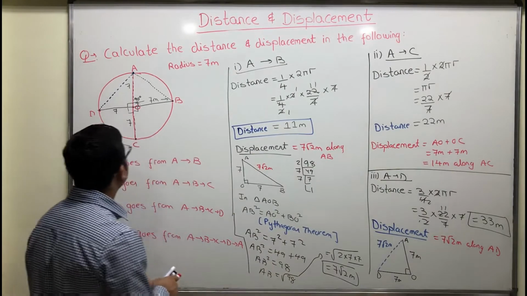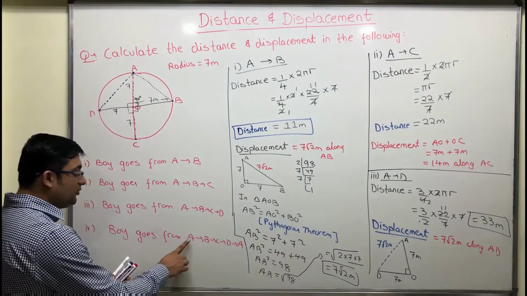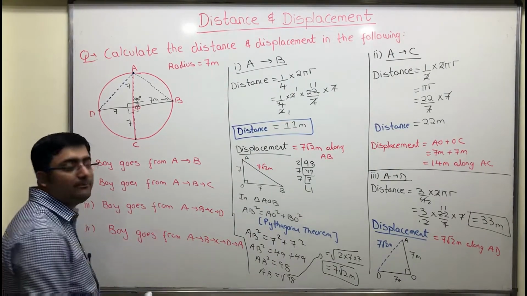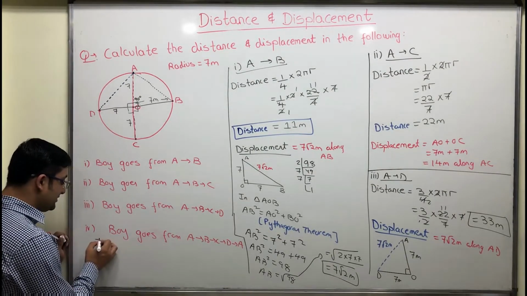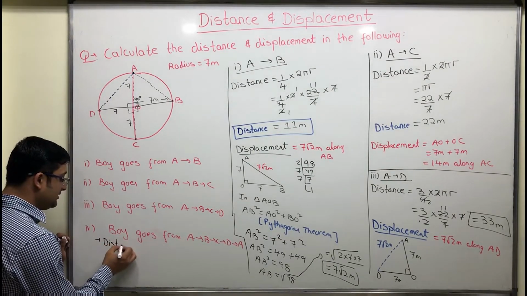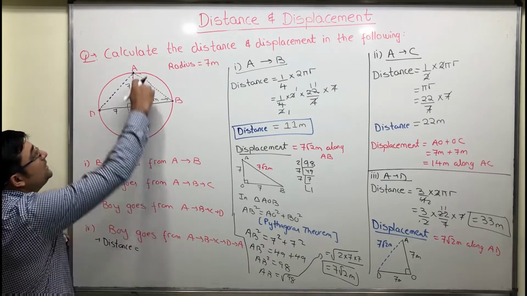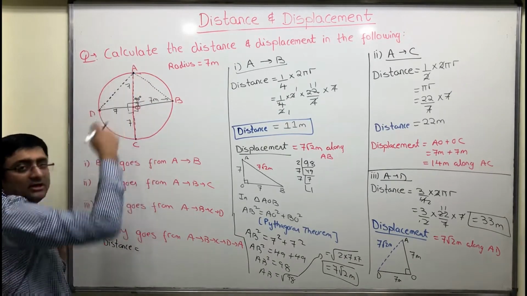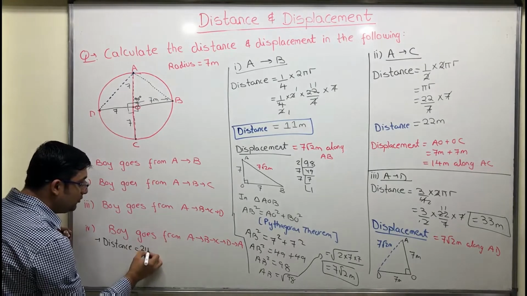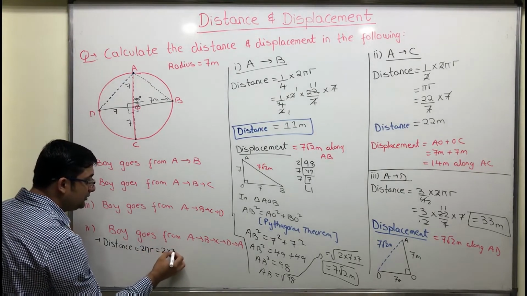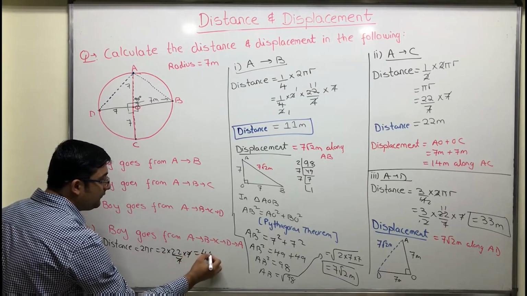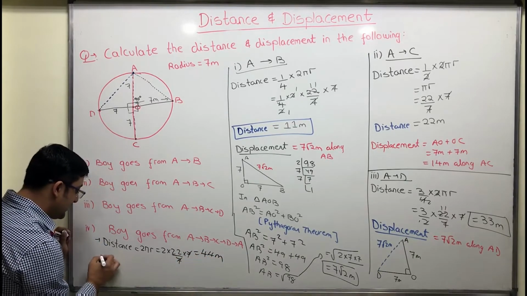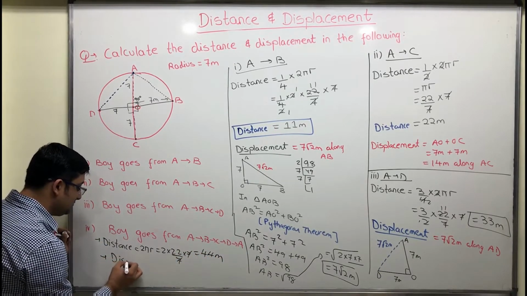Now moving on to the last part, which is super simple. You start from point A and come back to point A. So see guys, first we'll calculate the distance. I'll do it here itself. Distance is equal to, we started from A, came back to A. So one whole circle, meaning 2 pi r. So 2 into pi into r, that is 44 meters. Is this clear?